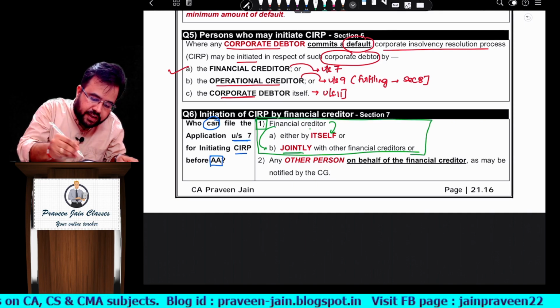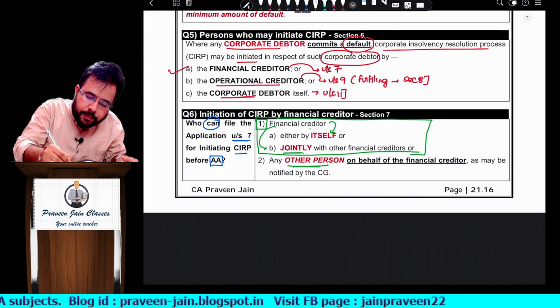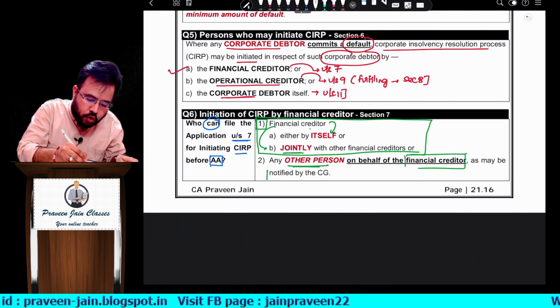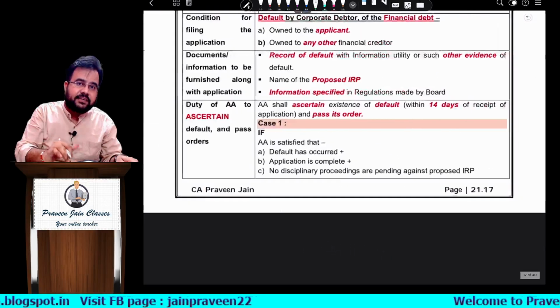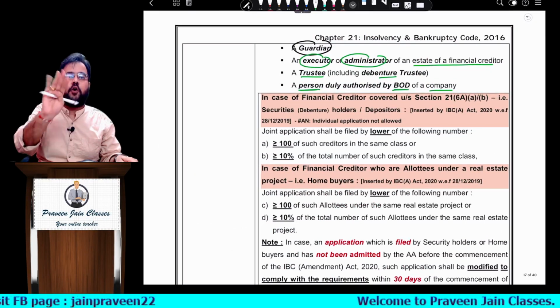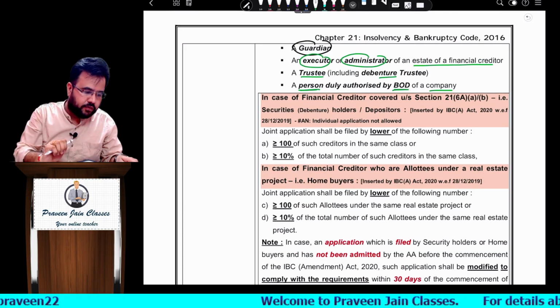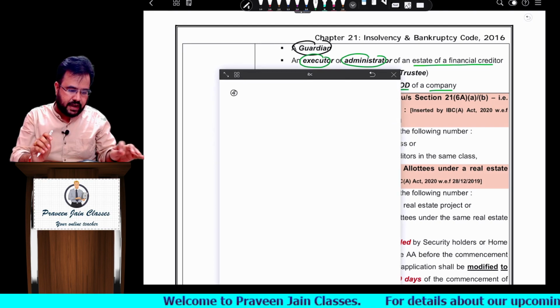Now who can also file an application, sir? Another person. On behalf of whom, sir? Financial creditor. Notified by whom, sir? Central government. Did central government notify? Answer is yes. How many people have they notified? 4 people they have notified. Now who are those? Let us take line by line, sir.